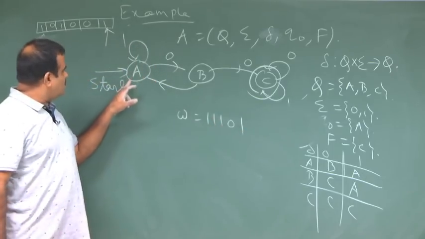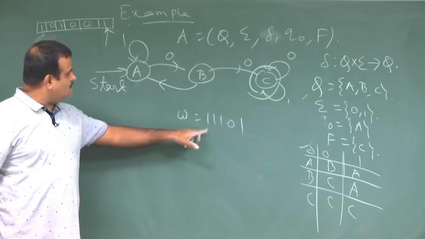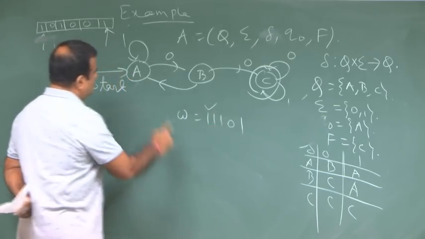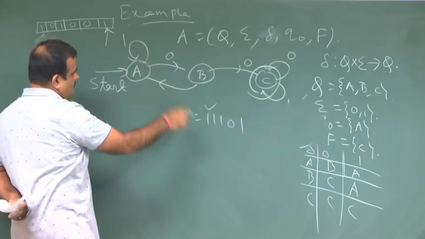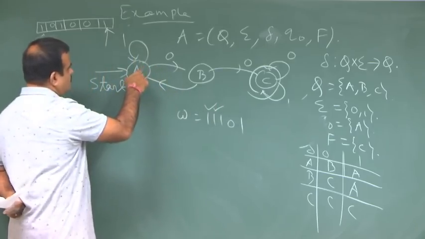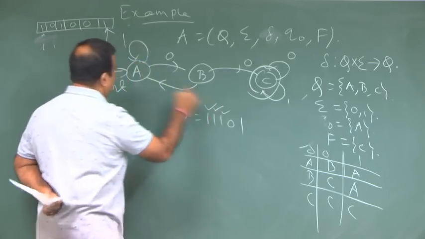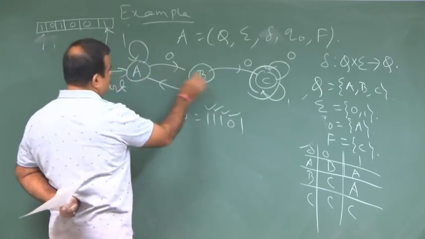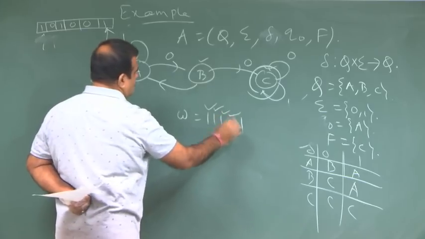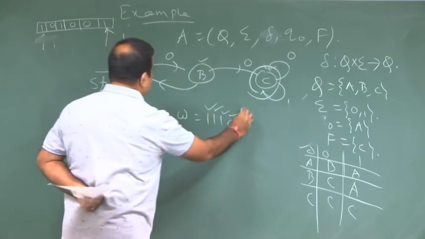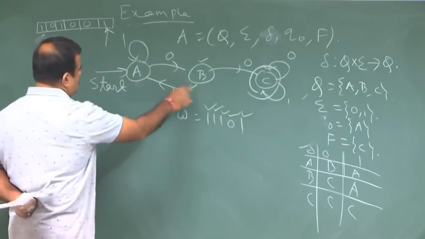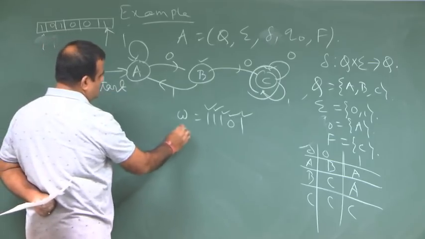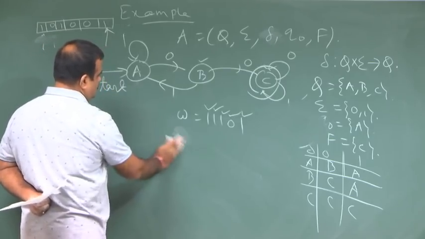Okay. So, we start here, we see a 1, then we remain here, we see another 1. So, this is a new state, we remain here, we see another 1, we remain here, we see a 0, once we see a 0 we will go here, then we see a 1, if we see a 1 we will come back to here. So, we are reaching A after execution of this.